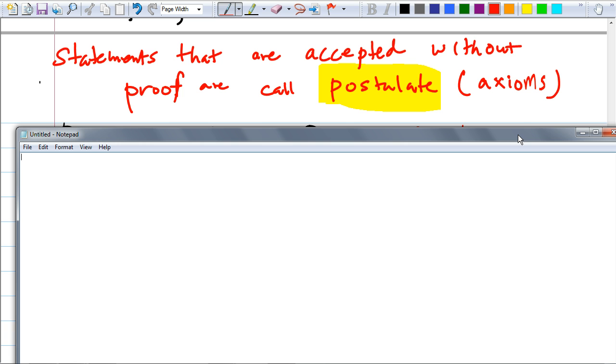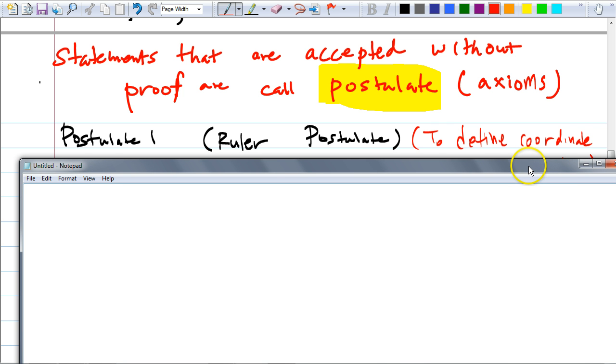Let's see if we remember. What were 3 terms that we do not define? Points, lines, and plane, right? So we got to start somewhere. Same thing here. There are some statements that we're going to take as truth. We're just going to believe it. It's just true. And so these are called postulates. One of the first postulates that we're going to learn, or axioms, as some books call it, is called the ruler postulate.